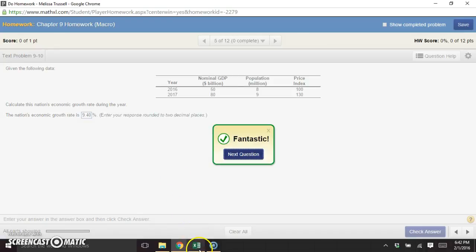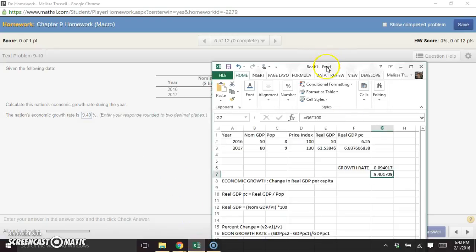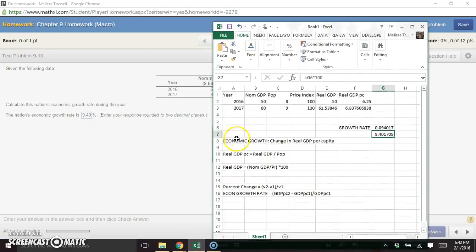All right, so I'll pull back up the Excel sheet so you can look again at our steps here. First of all, we had to remember the definition for economic growth is the change in real GDP per capita. And we had to use what we were given to find real GDP per capita for each of our 2 years. And then we had to find the percent change. So how much did it change between those years? And we just used our percent change formula.